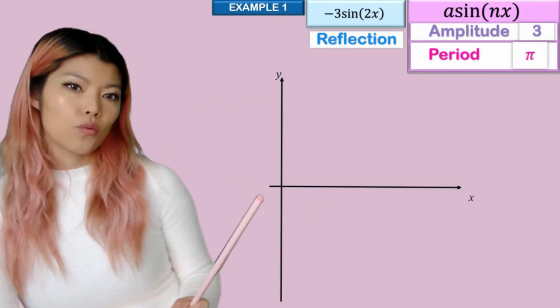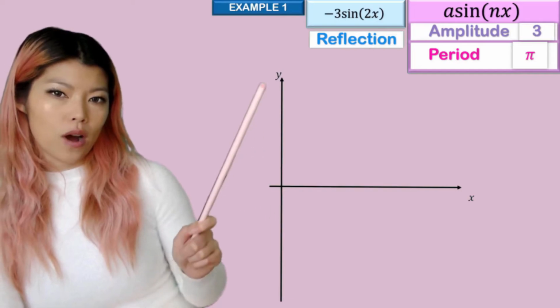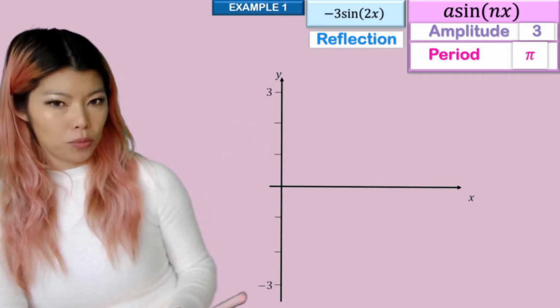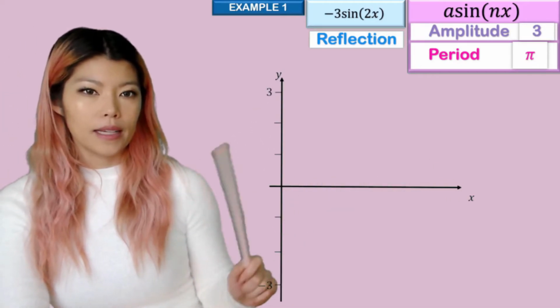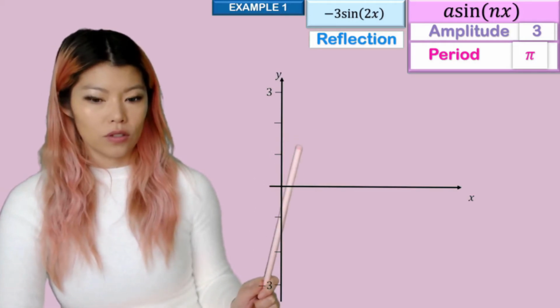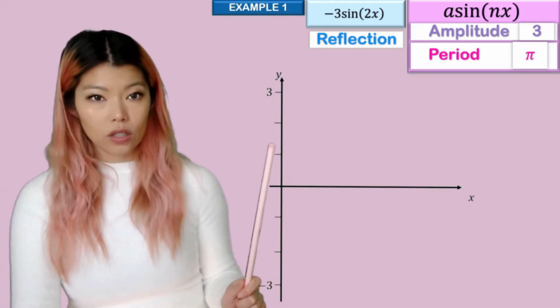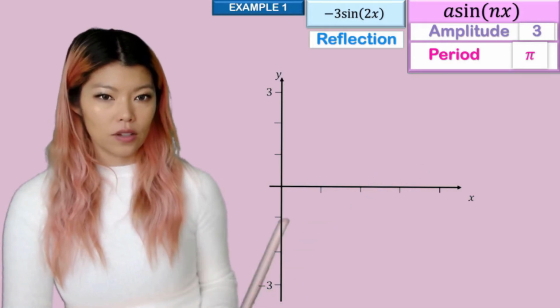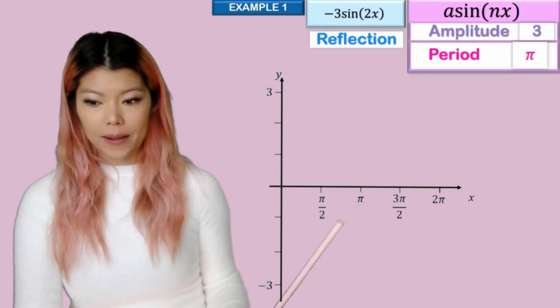So let's get our y and x axis. How do we do this? Well, we look at the amplitude. So our maximum y will be 3, and our minimum will be negative 3. And the period is pi. It doesn't have a domain, so it's not telling us when to start and when to end. So we're just going to do a few values. It doesn't really matter, but at least up to pi.